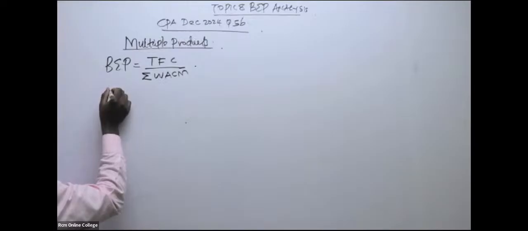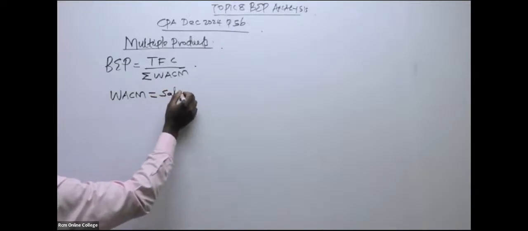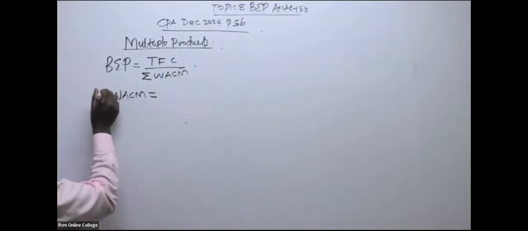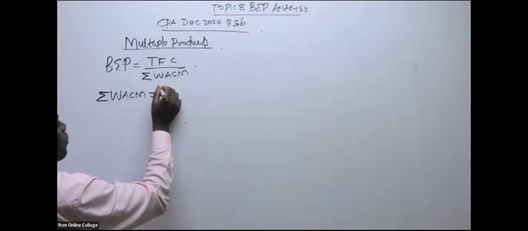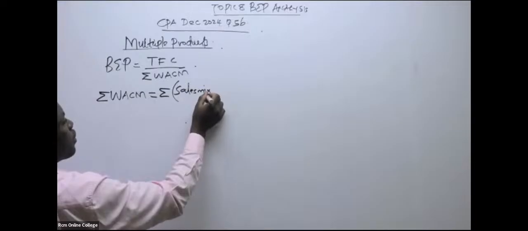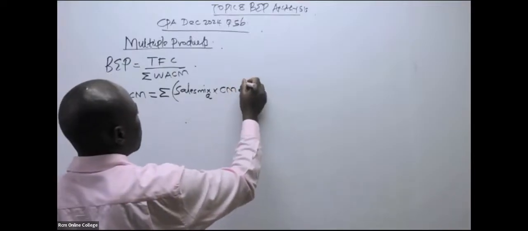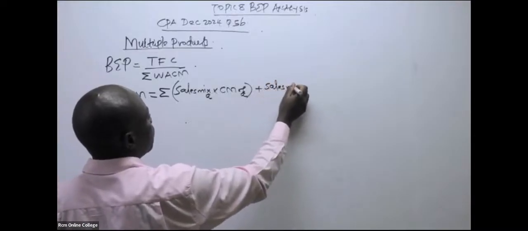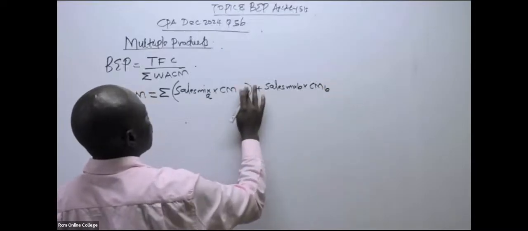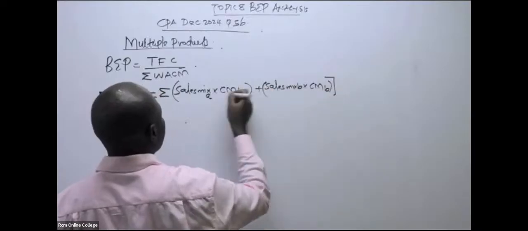So how do we get this weighted average? The summation of weighted average contribution margin is equal to the summation of sales mix of product A multiplied by contribution margin of A, plus sales mix of product B multiplied by contribution margin of product B. So if I have a third product, that's what I will be talking about.